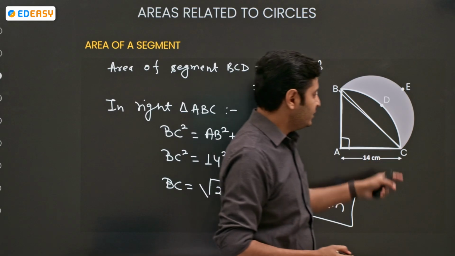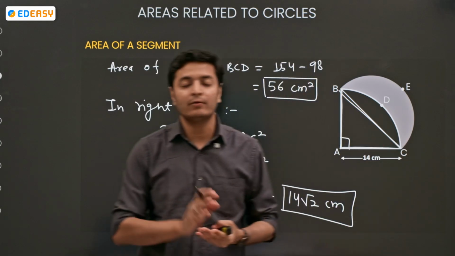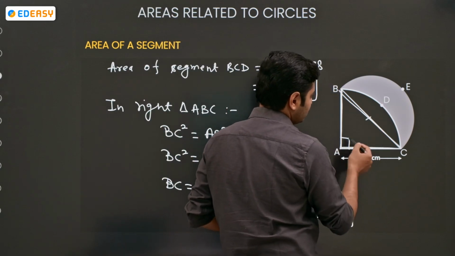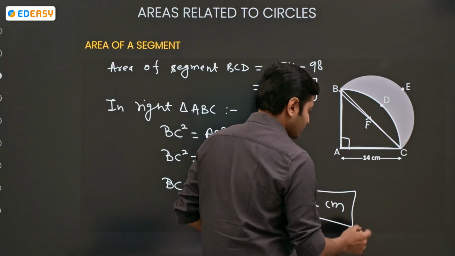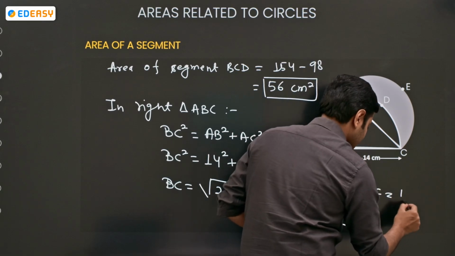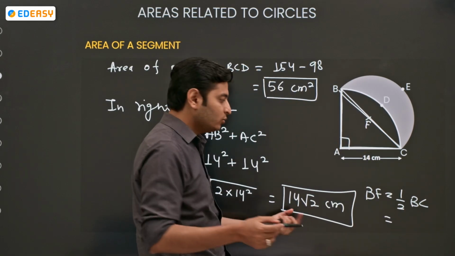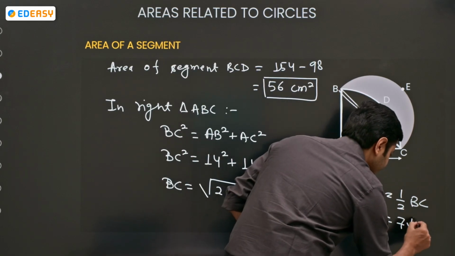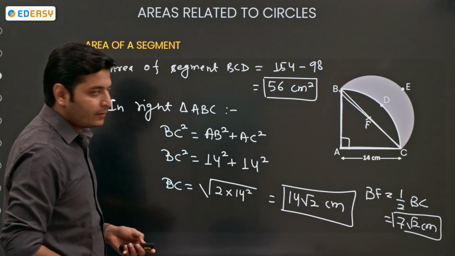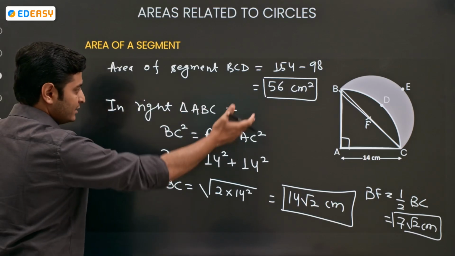Now we know the length of BC, and the radius of this semicircle is exactly half of BC. So suppose this is a point here, the point is F. So BF is the radius, that is half of BC, that is 14 root 2 by 2, 7 root 2 centimeter. Now we know the radius. How do we find the area of this semicircle?